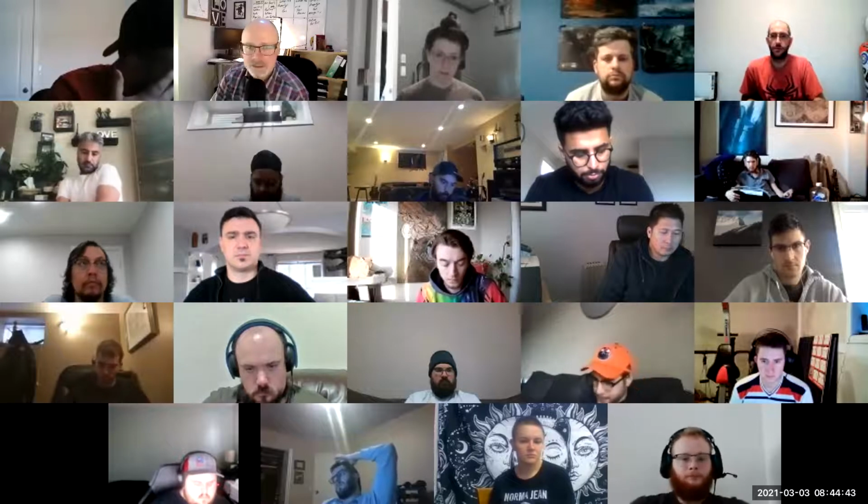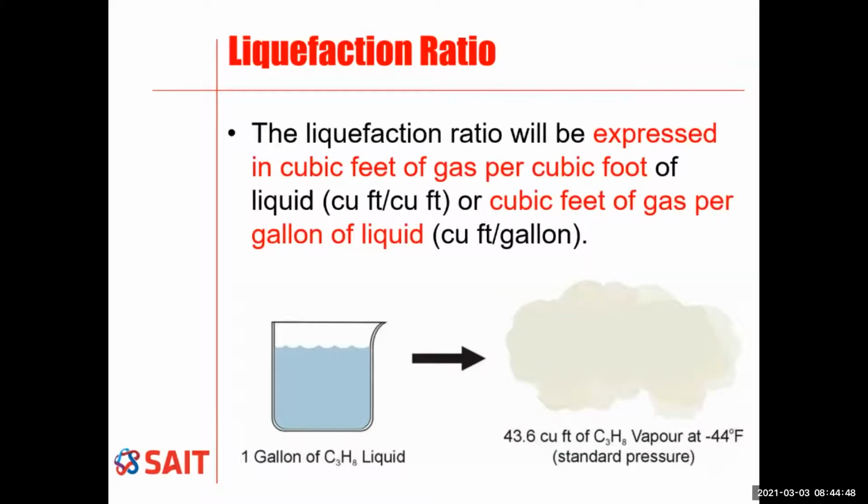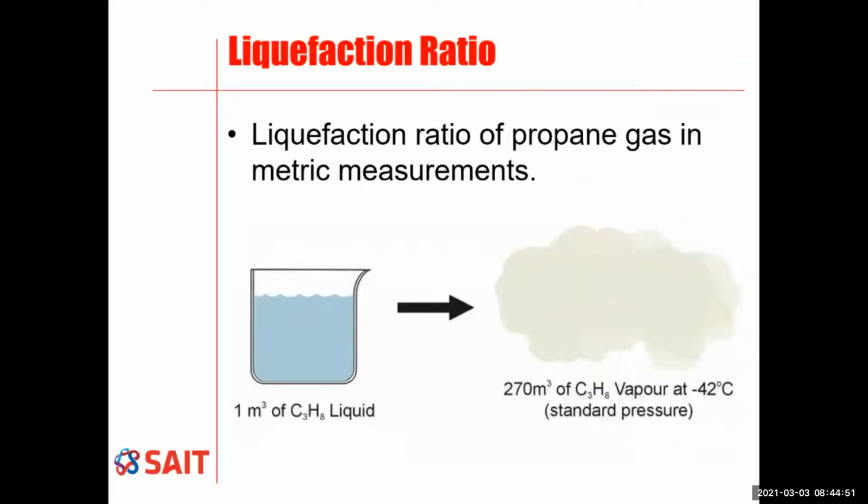Now let's go back into screen share here. Liquefaction, okay, that was that one. The next one is the liquefaction ratio of propane gas in metric. So again, you are going to expand 270 times. So 1 cubic meter of propane liquid will expand to 270 times its volume, so 270 cubic meters. So that's the liquefaction ratio for metric.